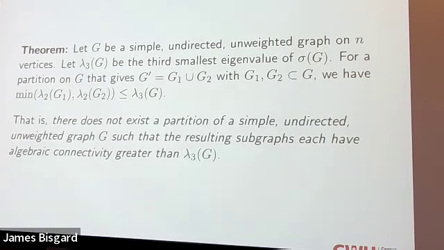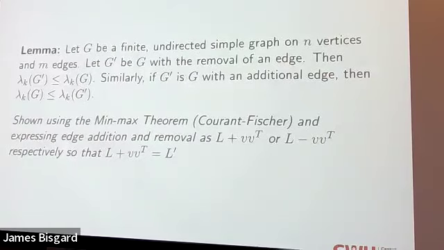So to actually show this, we need a lemma just to get us started. This lemma is saying that for a finite undirected simple unweighted graph on n vertices, we're going to let G prime just be G with the removal of an edge. Then we can show that the kth eigenvalue of G prime is always less than or equal to that of G. And similarly the other way around, if we add in an edge, then lambda k of G will be less than or equal to lambda k of G prime. Just saying that removing an edge cannot increase your eigenvalues, adding an edge cannot decrease your eigenvalues.